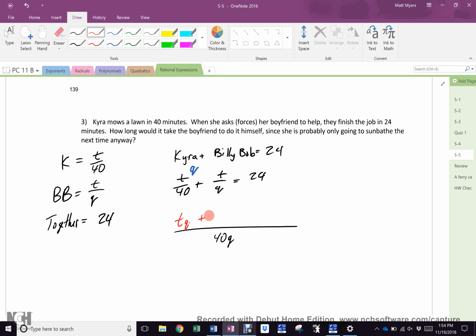What does middle guy need? 40. 40T equals what? What did this guy need? He needed 40 and Q. What's 24 times 40? 960Q. Now what? We don't need a denominator. I don't need a denominator, do I? So gone. What have I got? TQ plus 40T equals what?